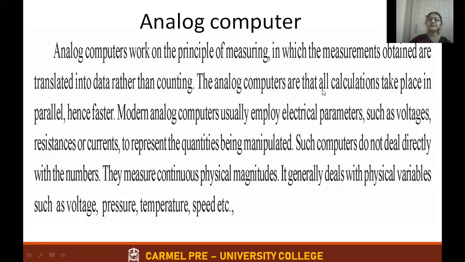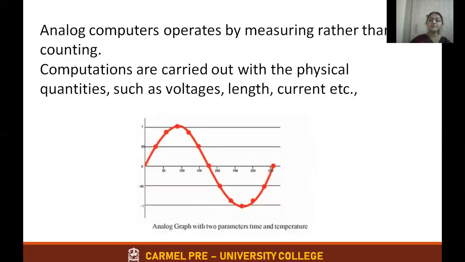Okay, when you are explaining the analog computer, the same points are repeated here: voltage, resistance, current, and the last sentence is also like that. So just reframe it and write it. Here you can write: analog computers deal with physical quantities such as voltage, pressure, temperature, and calculations are done using these physical quantities. Analog computers operate by measuring rather than counting, just like I said. The computations are carried out with physical quantities such as voltages, length, current, etc. The same thing I displayed on the previous screen, I have displayed here.